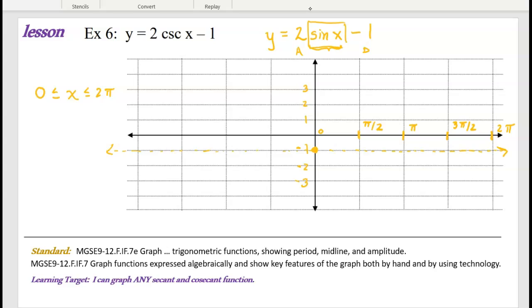I have my midline of negative 1. A is 2. And I'm graphing sine lightly. I'm going to go up 2 spaces, which takes me to 1, then back down to the midline. So far I have 2 points on the midline. Then down 2 spaces, which is a y value of negative 3, and then back up to the midline. My hope is this is my sine graph, that you got that. So this is all review. Everything in orange is review.